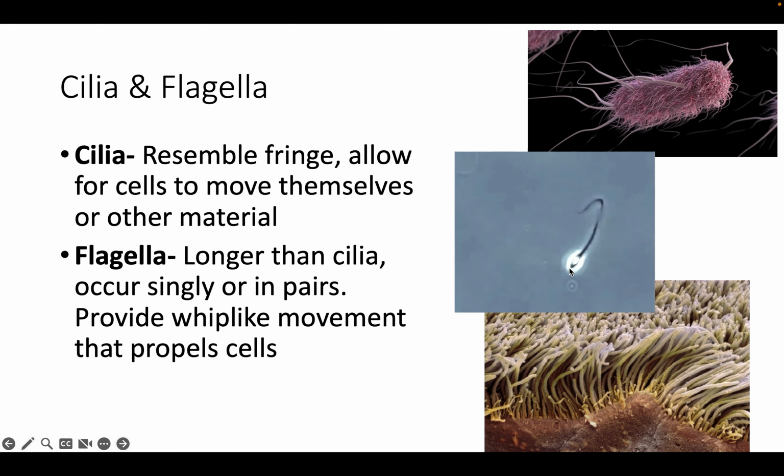Flagella, these are longer than cilia, and they usually occur singularly or in pairs, or sometimes you might even have like 5 to 10. But usually there's a whole bunch of cilia and not very many flagella. Okay, provides more of a whip-like movement that propels cells. And then if you look at this, I think this is a sperm. Sperm are the only cells in the human body that would have a flagella. And this right here is a bacteria. It kind of has some cilia, the little hairs, as well as some longer ones. All right.